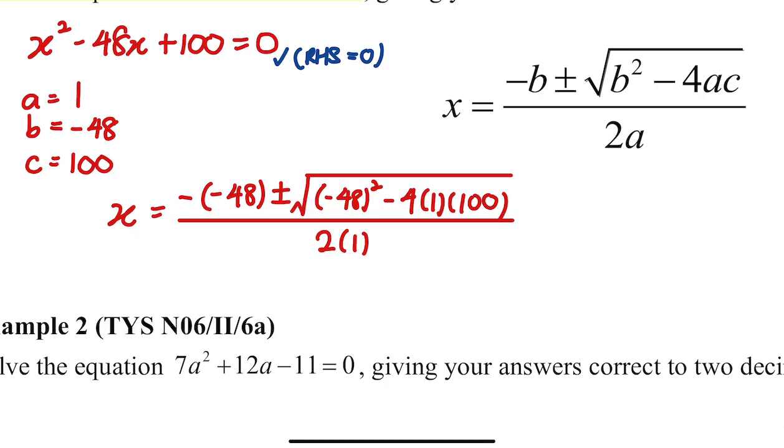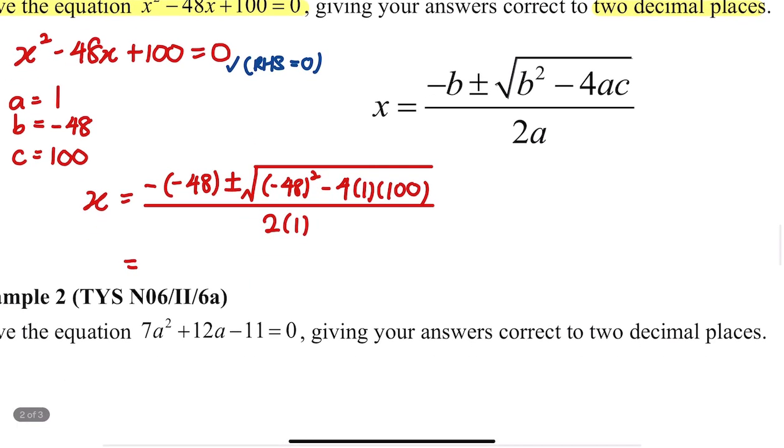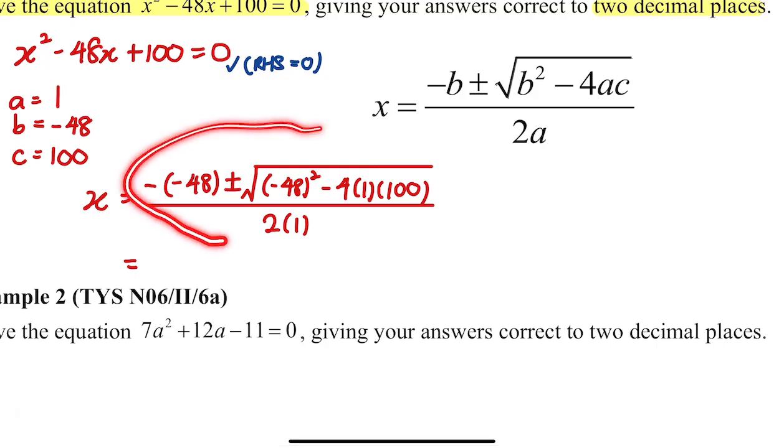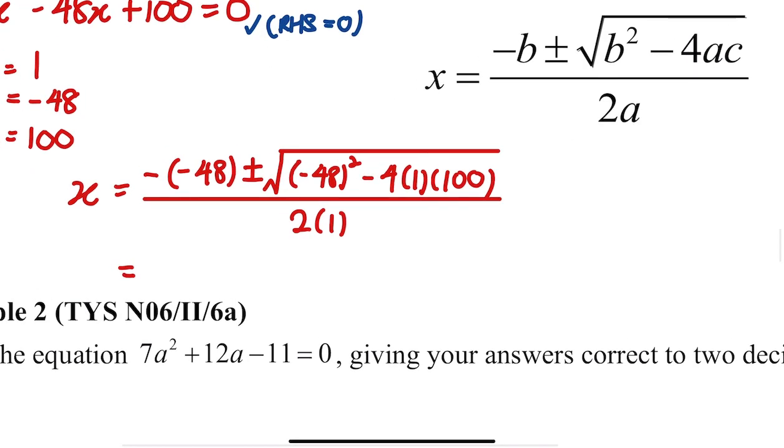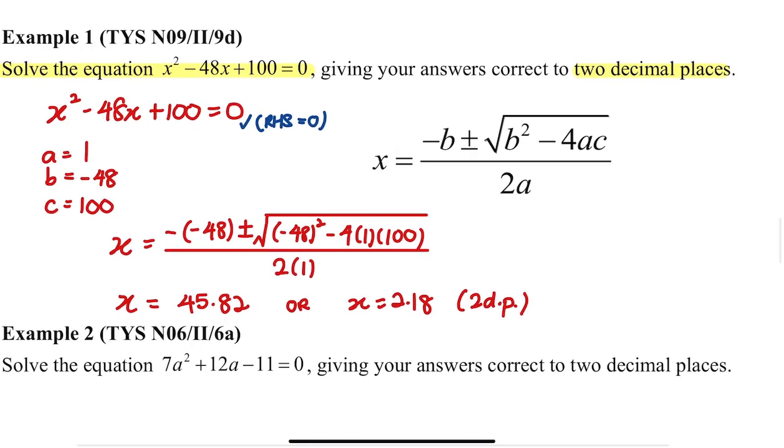Okay, you should have two answers. All quadratic equations usually will have two answers. In this case, if you key this correctly into your calculator, the question says give your answer correct to 2 decimal places. So you can cross-check with your calculator. Key this in, try by yourself first. The answers that you should get are two answers: x should be equal to 45.82, or x is equal to 2.18, all correct to 2 decimal places. And this is for example 1.